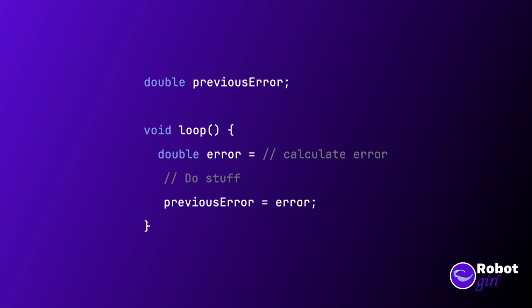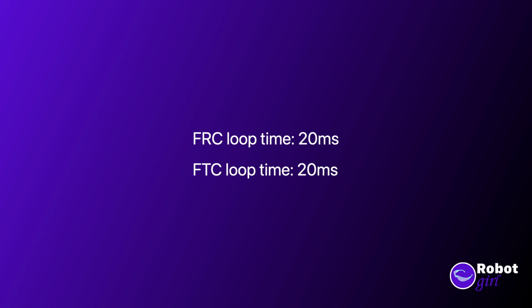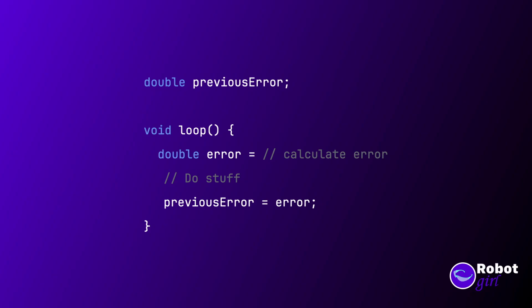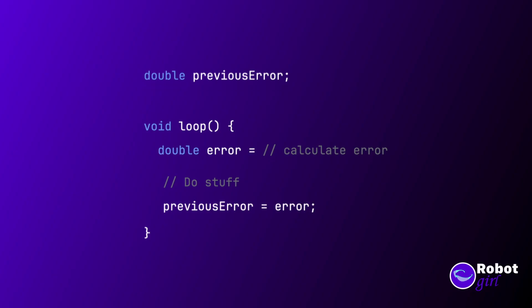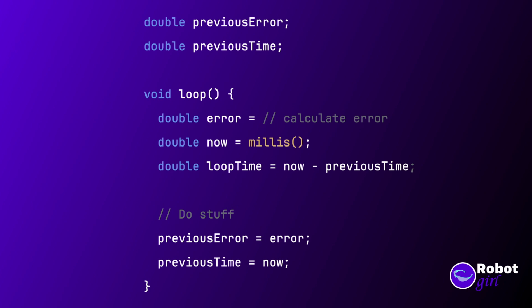This is pretty easy to do in most programming languages. Just create a variable like previous error and then store our current error in there as one of the last things we do in our loop. The other thing we need is the amount of time that has passed since the last loop. In many systems, you may already know what this is. In FRC, for example, the loop runs every 20 milliseconds. If you don't know what it is, you can always calculate it by keeping track of the time of the last loop and subtracting it from the current time.